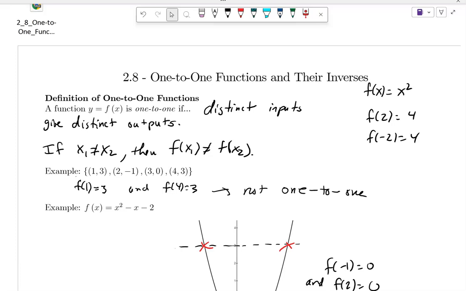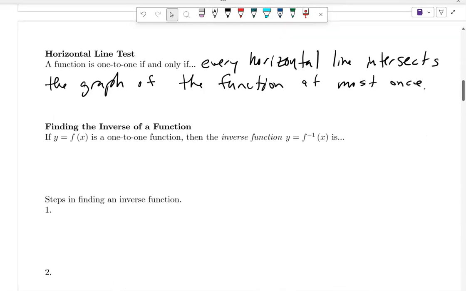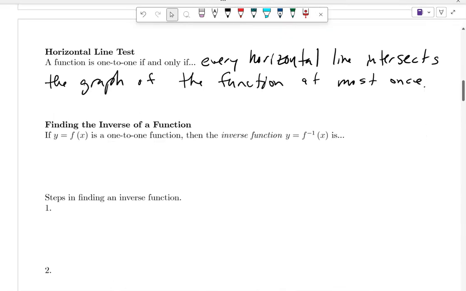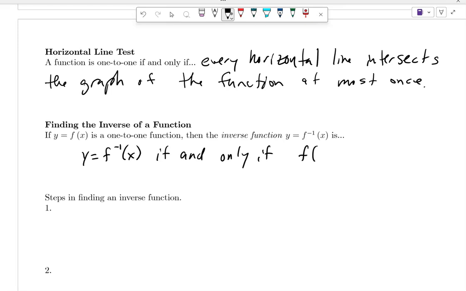Okay. So if I want to undo a function, I want to make sure that there's one and only one possibility. That's why we want one-to-one functions. So if we have a one-to-one function, then we can define the inverse function. The inverse function is defined as y equals f inverse of x if and only if f of y equals x. It's not the most satisfying definition in the world.